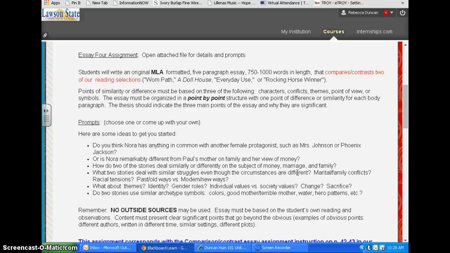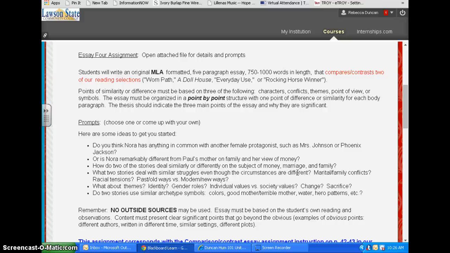What about themes? Identity, how we looked at that a lot with Everyday Use. How do they see themselves? Who you identified with, identity. But that's not to say it's not in the other ones as well. What they identified as giving themselves or others value.